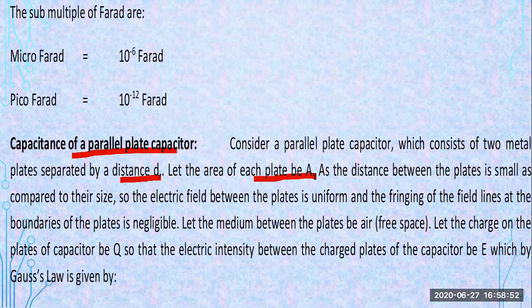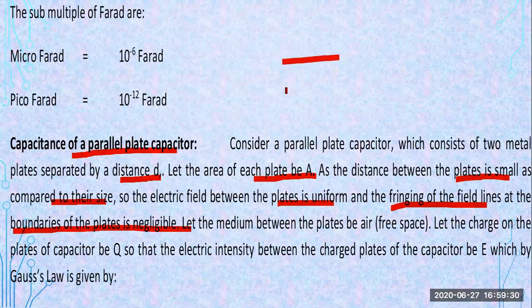Why are we considering area? Because we will reach the surface charge density. As the distance between the plates is small compared to their size, the electric field between the plates is uniform, and the fringing field at the boundaries of the plates is negligible. This is the most important factor considered for the construction of capacitors, so that the fringing field is very less. What was the concept of a fringing field here?